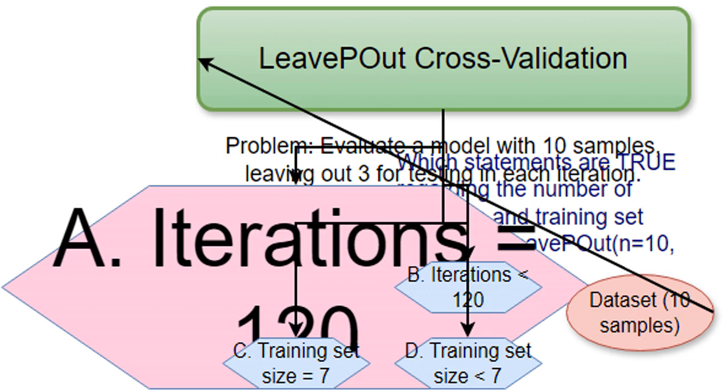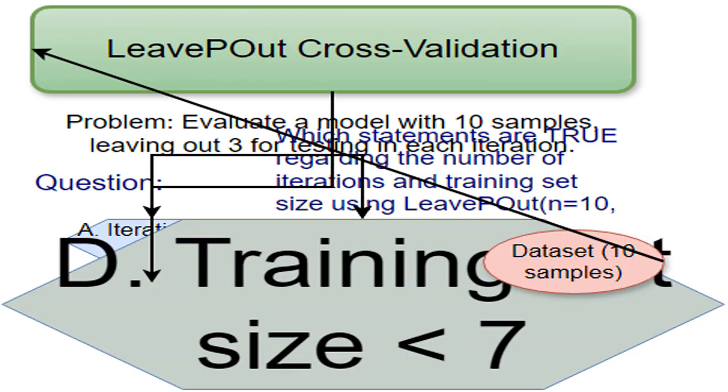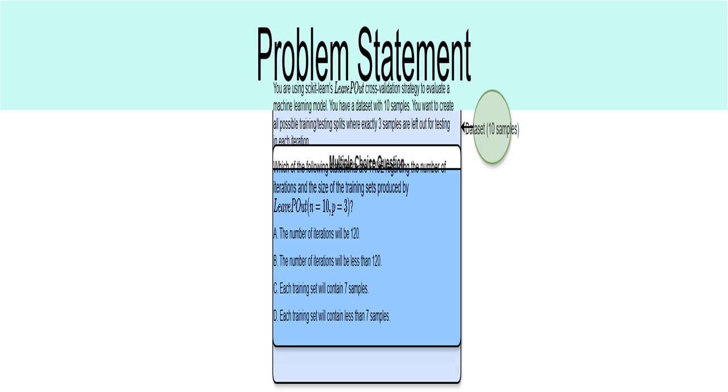This is about the number of data points used for training in each iteration. If I start with 10 samples and leave out 3 for testing, the statement claims that I'll have 7 samples left for training. This statement suggests the number of samples for training will be fewer than 7 in each iteration. This states that we can make exactly 120 different training and testing data splits. This is the problem setup.